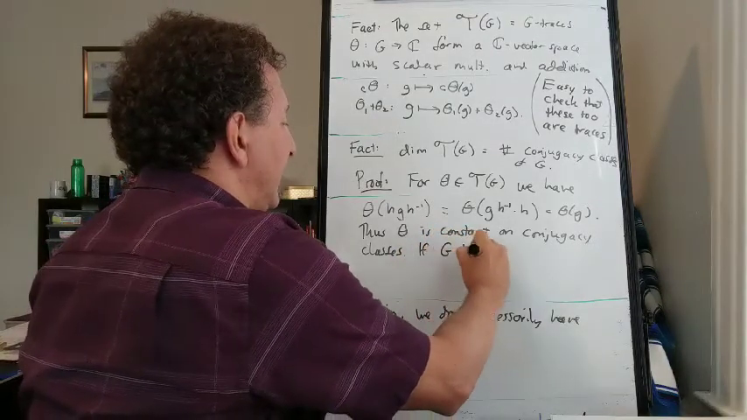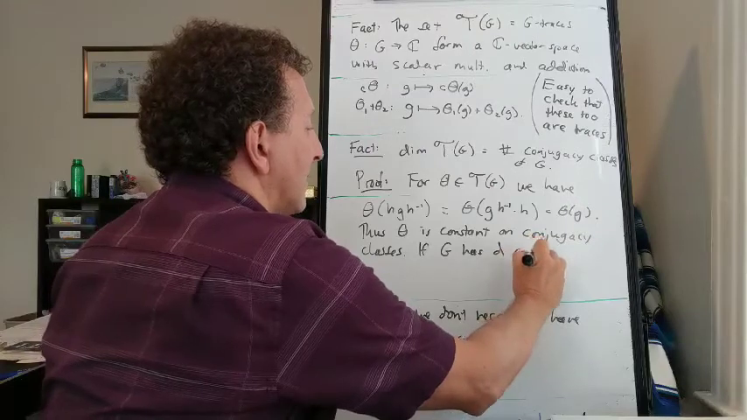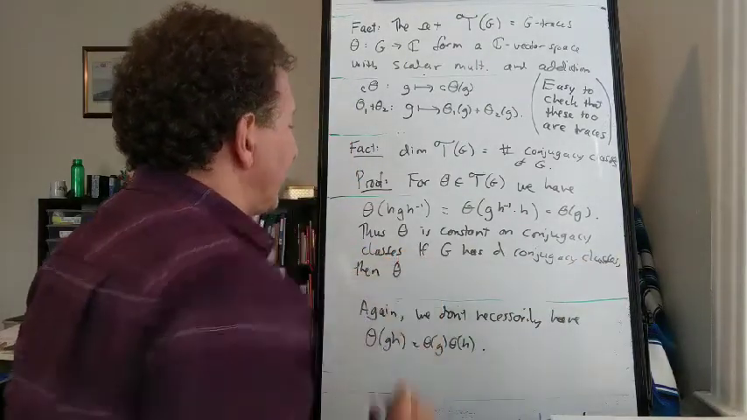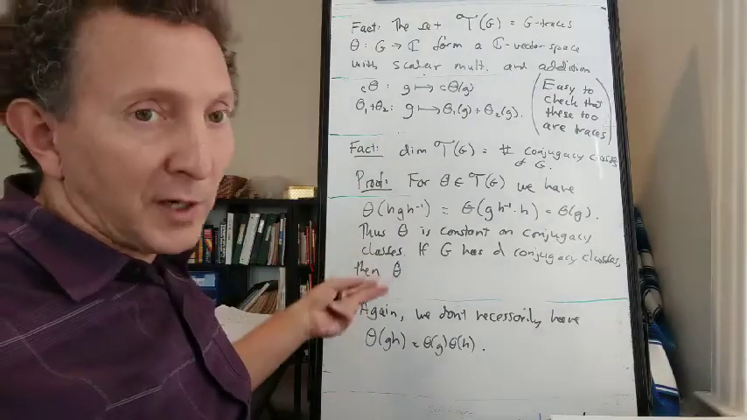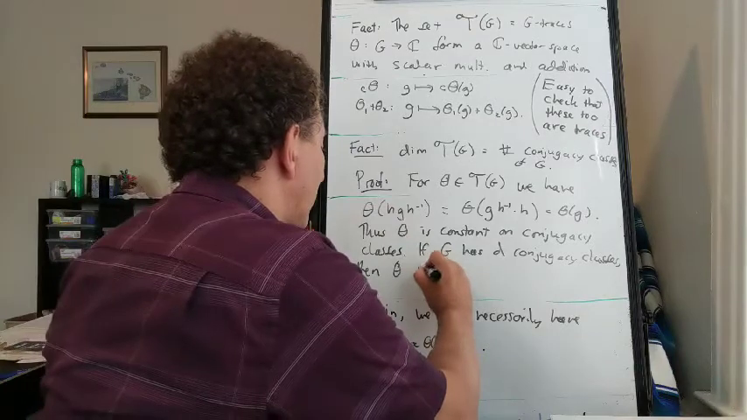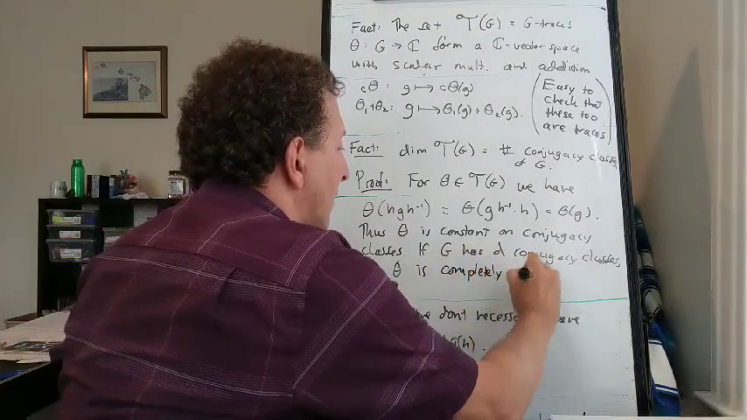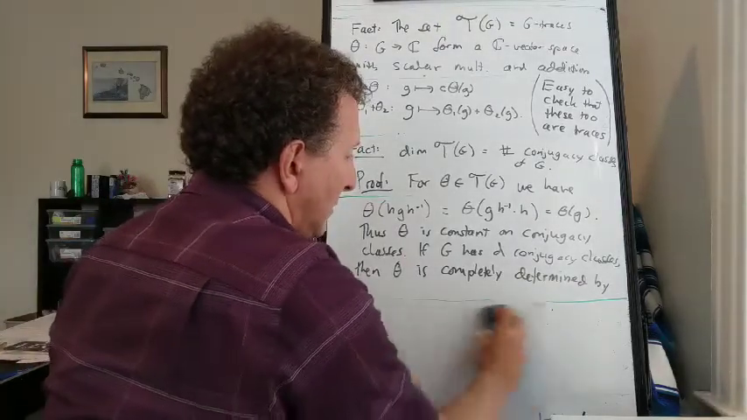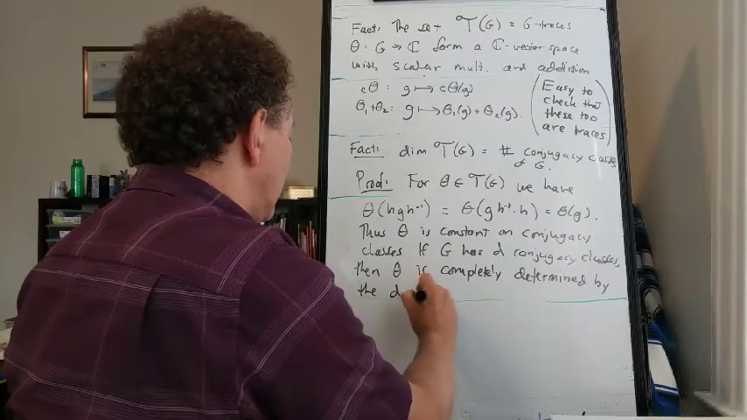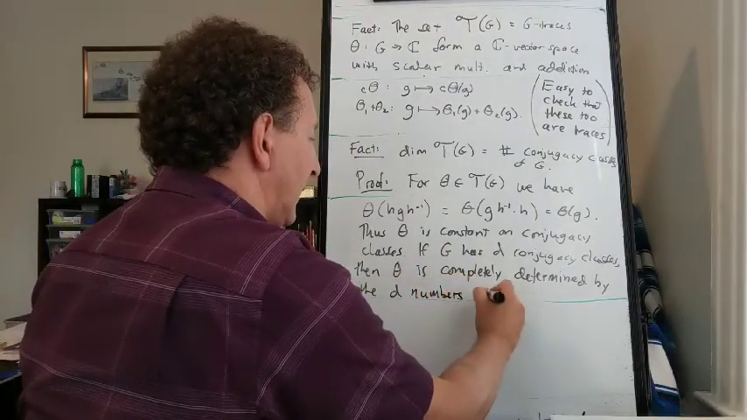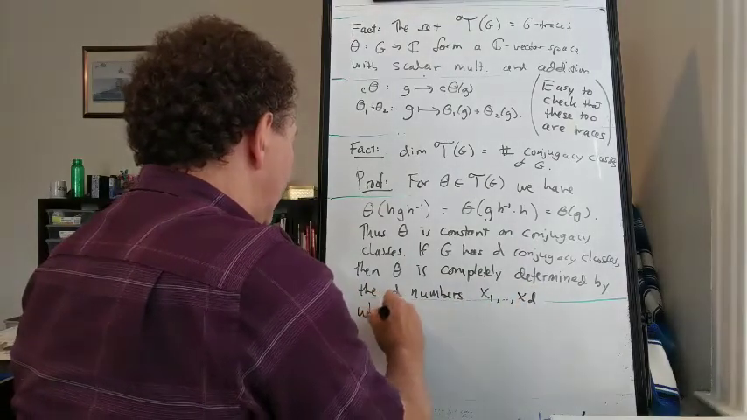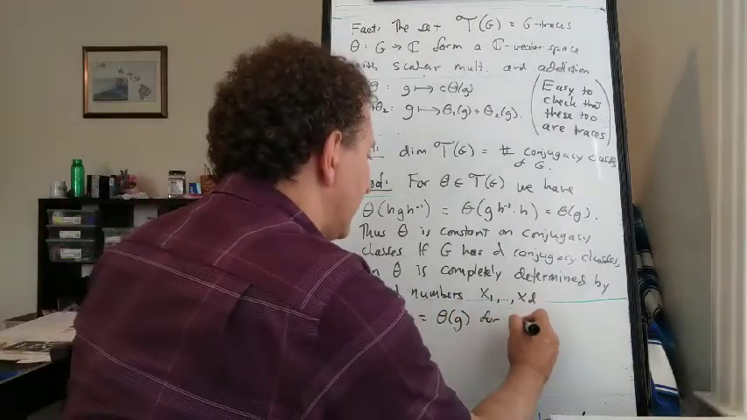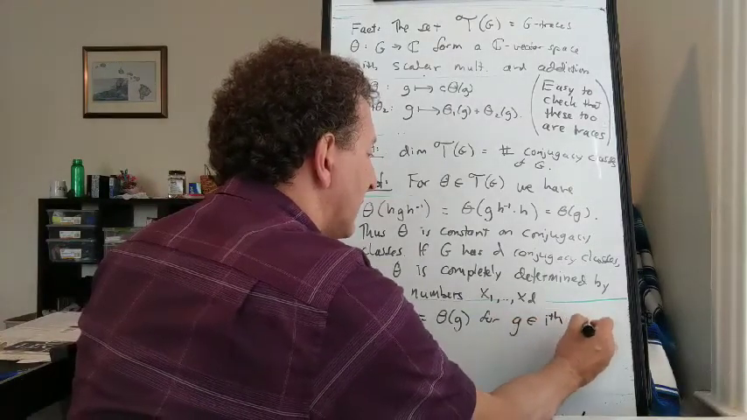Now, if G has, let's say, D conjugacy classes, then theta is completely determined by the D numbers: its value in one conjugacy class, its value in another conjugacy class, etc. Let's say x1 through xd, where xi equals theta of g for g in the ith conjugacy class.